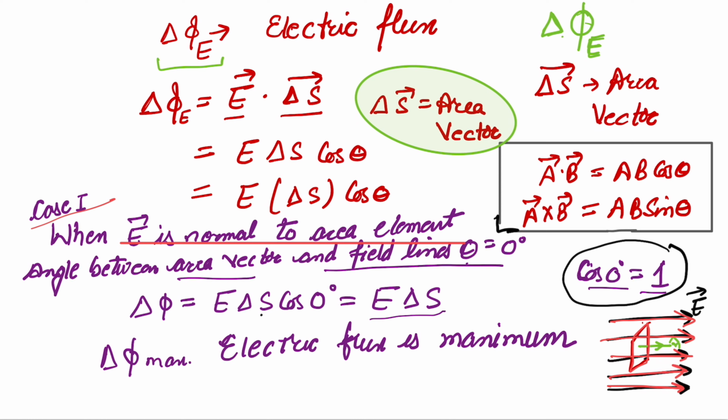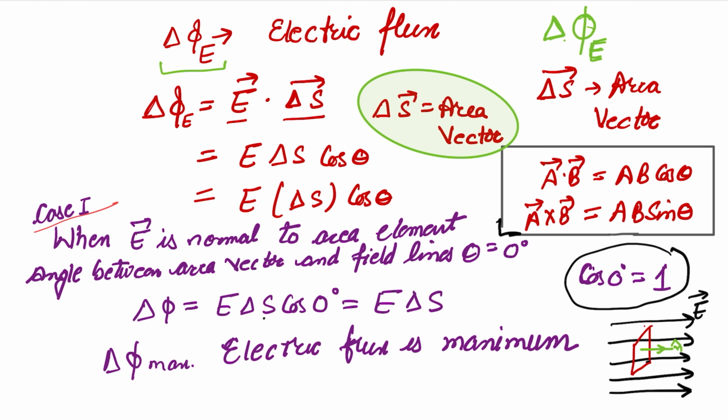If you choose your A vector as E vector and B vector as delta S vector, you can write AB cos theta as E delta S cos theta. So this way you can write it, right? The angle theta is here. This angle theta shows the orientation of the electric field lines and the area element. With this, several cases will appear.